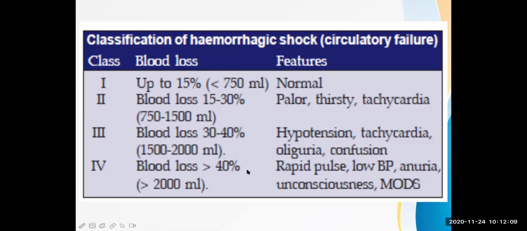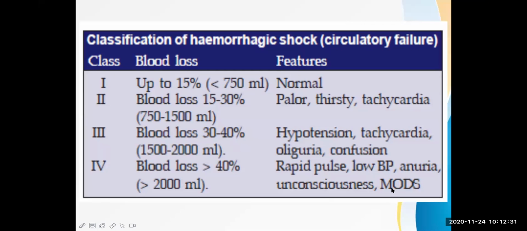When the blood loss is more than 40% or more than 2 liters, now this is a very serious situation. Now this is a frank case of hemorrhagic shock. There is hypotension, there is rapid pulse, which is called thready pulse. There is decreased urine output or no urine output at all. Anuria means no urine formation. The patient will be unconscious.